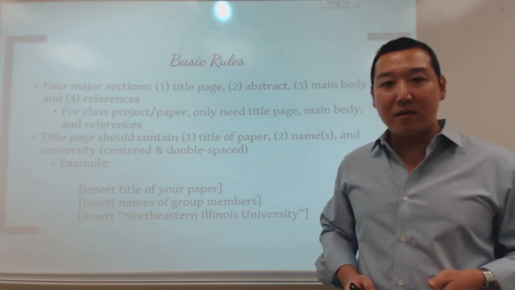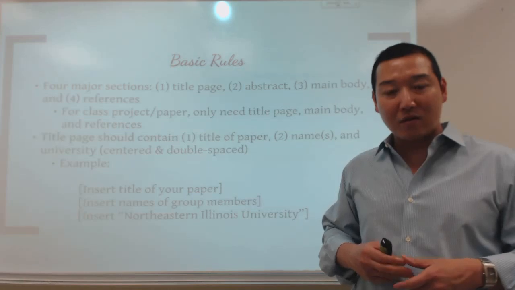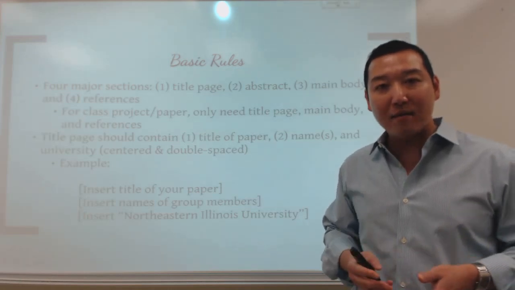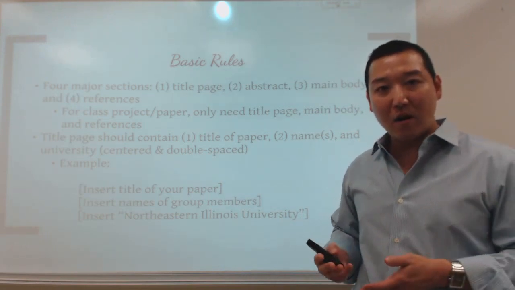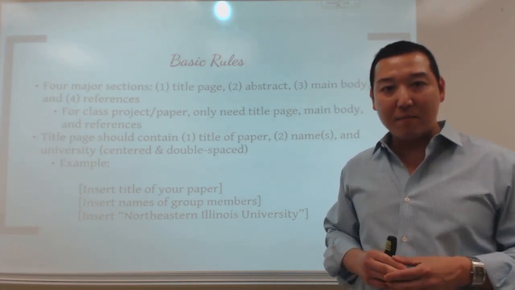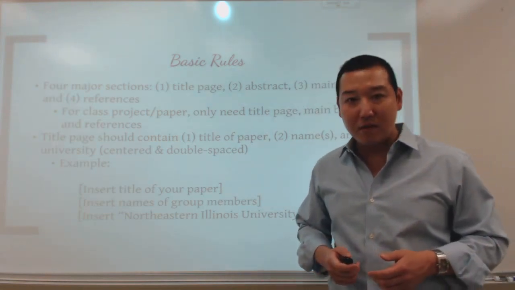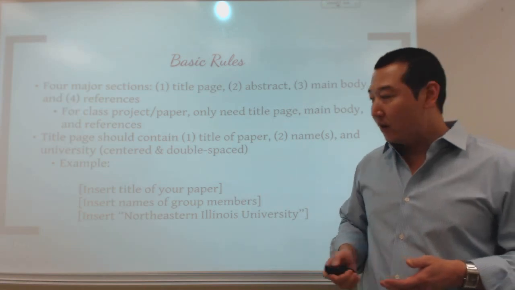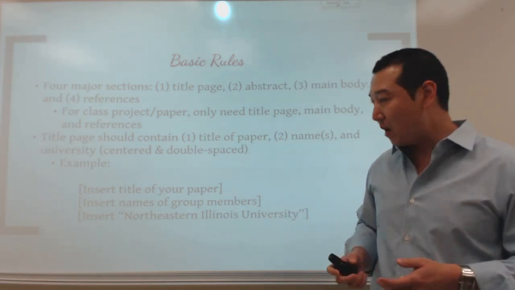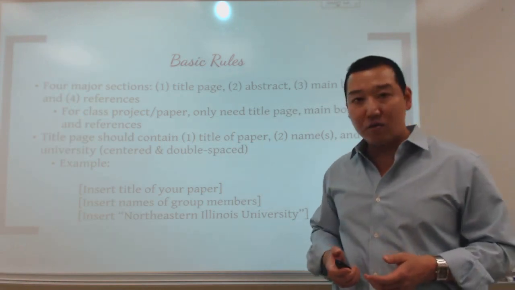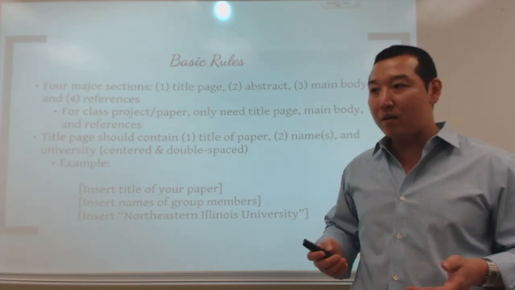And so first, let's dive into thinking about the title of your papers. So APA has some specific suggestions on how to format your title pages, and so they say that you should have the title of your paper centered on the first page of your paper, and then immediately after the title, you should be inserting the names of your group members. And so that's all centered on the first page of your paper. And then immediately underneath, you should write in the university affiliation, in this case, of course, Northeastern Illinois University.